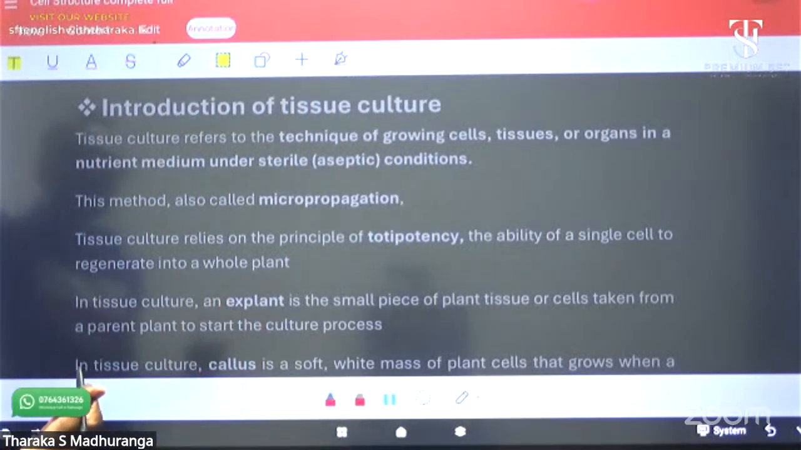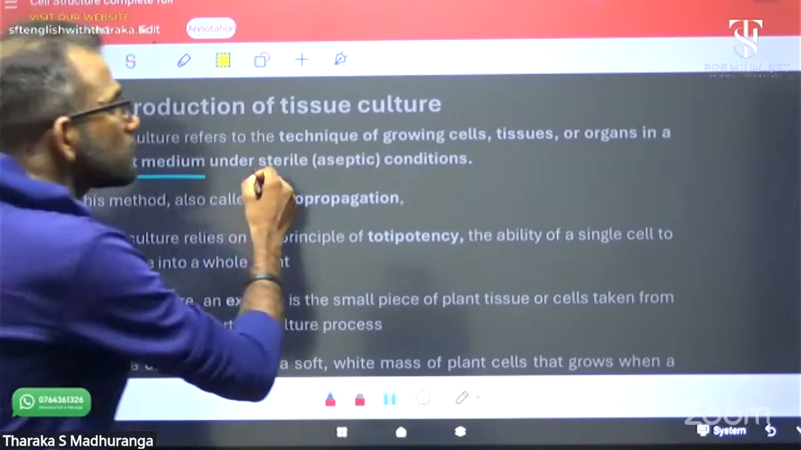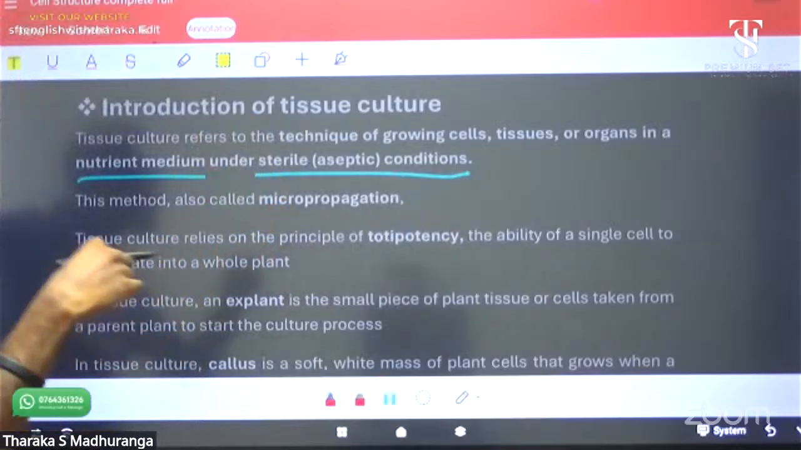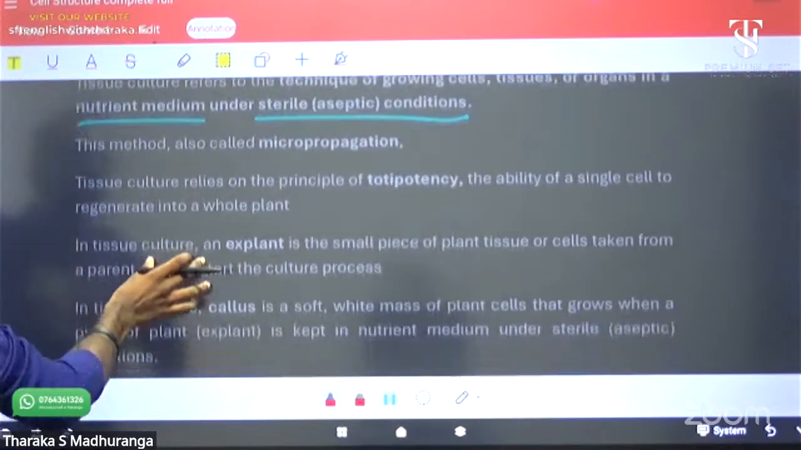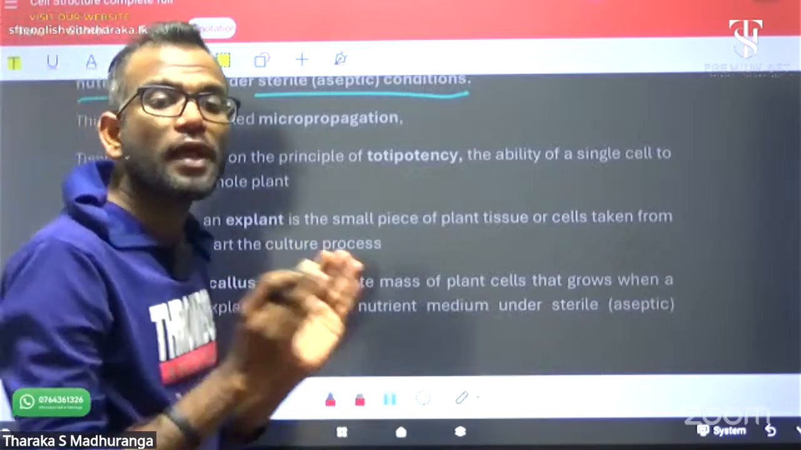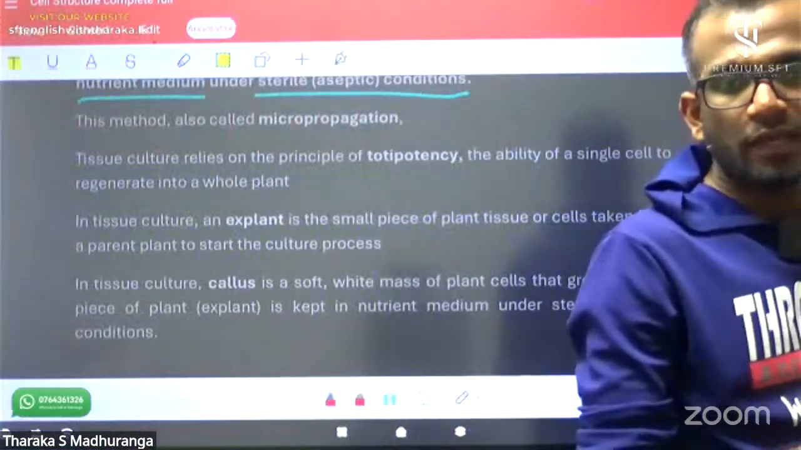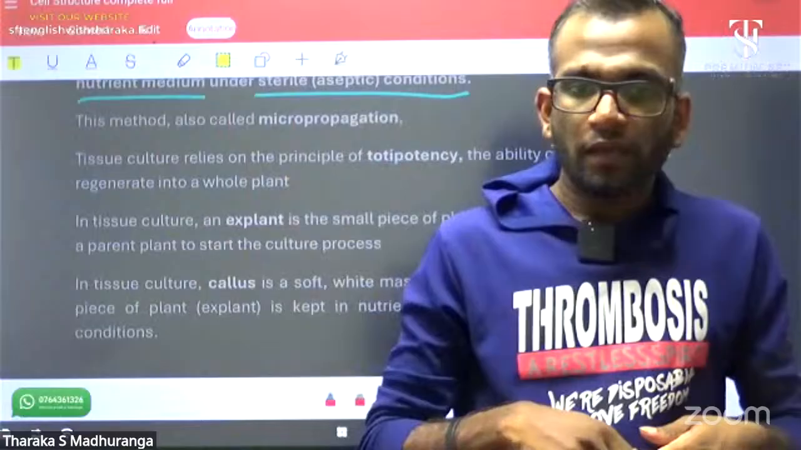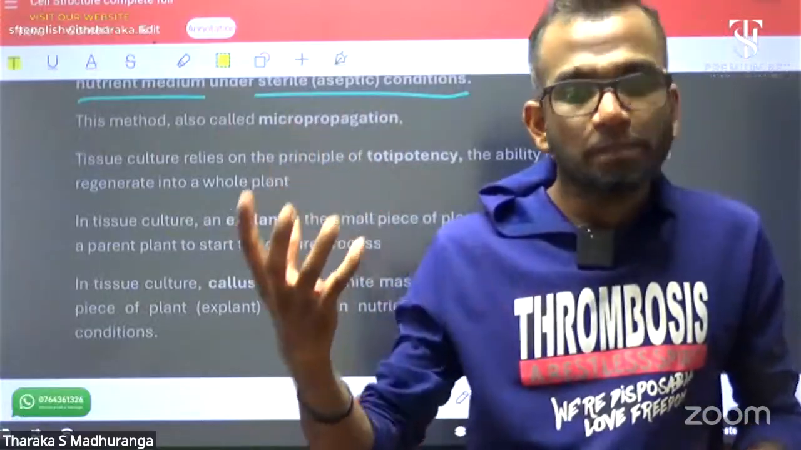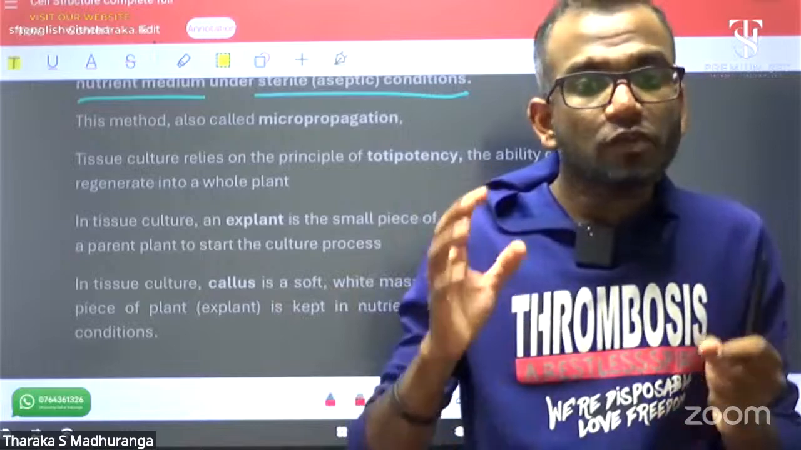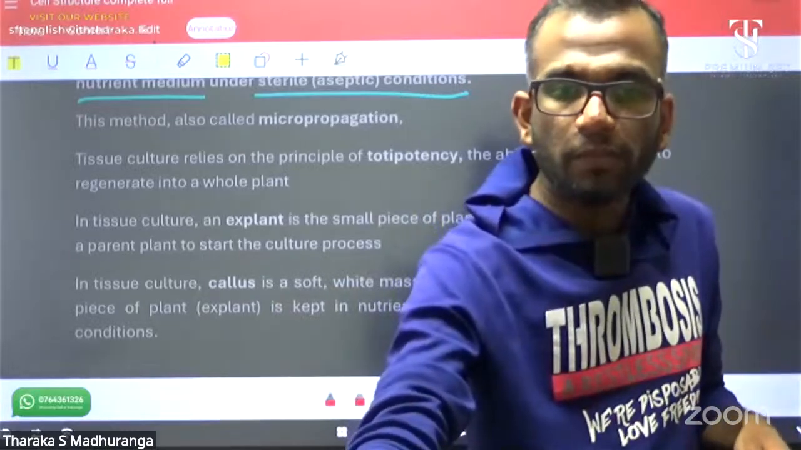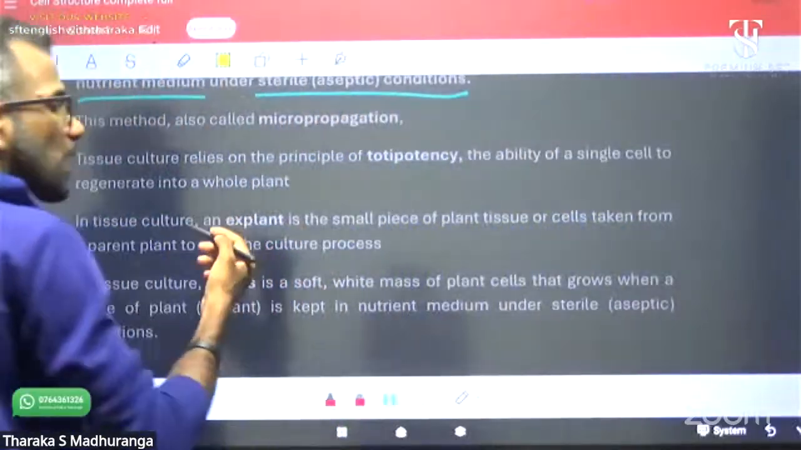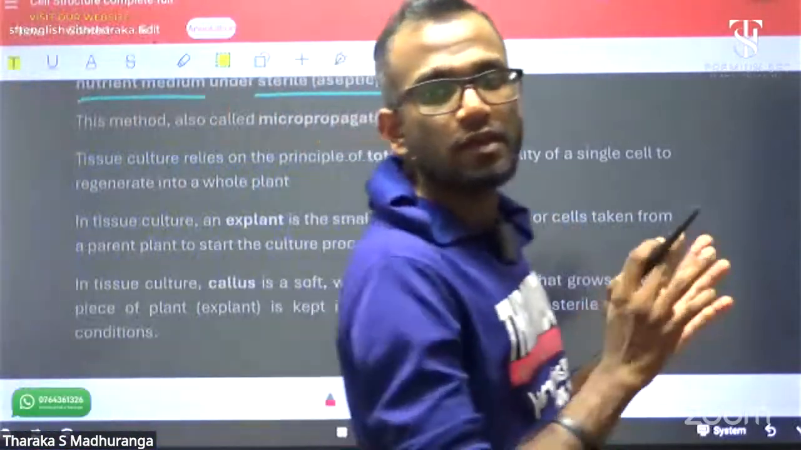Tissue culture refers to the technique of growing cells, tissues or organs on a nutrition medium, an artificial nutrition medium, under sterile conditions. Sterile condition means without microbial infections. This method we call micropropagation. Micropropagation means a very small cell grows as a complete plant. This ability we call totipotency. Okay, what's the meaning of totipotency? Totipotency means a single plant cell's ability to develop as a complete plant.